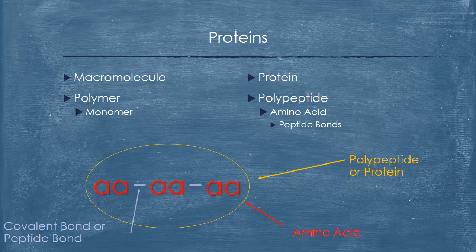And I'll show you what that means in this little illustration. So the AA is an amino acid. Those are the monomers that make up the protein. And you have these little covalent bonds, and those covalent bonds are peptide bonds. And when you have multiple amino acids bonded together by peptide bonds, you form a polypeptide. And a protein is composed of one polypeptide or more. So we can use them interchangeably if we use it correctly.